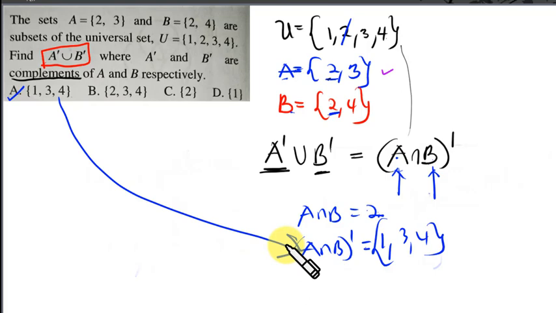So using De Morgan's law, there is no need to find these two different sets, that is A complement and B complement, before you find the union of them. So this is a very tricky way that you can solve this question more quickly than finding two new sets before you find the union. And the sad thing is that most students may not even understand what we mean by complement. So that is how we do it. All right.